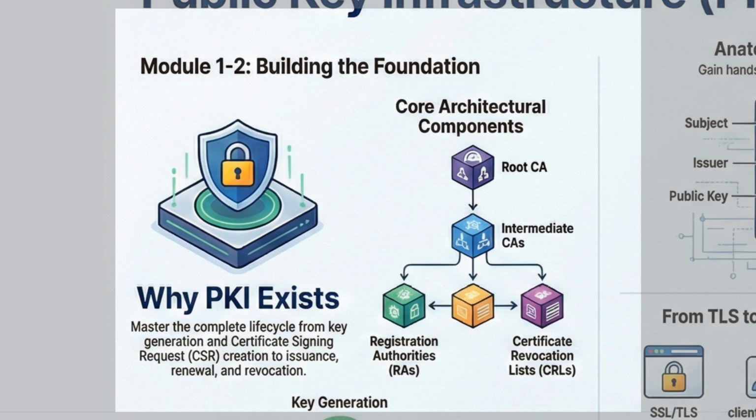Public key infrastructure exists to manage digital identities and trust at scale. It governs how key pairs are generated, how certificate requests are submitted and approved, and how those certificates are issued, renewed, and revoked. This lifecycle underpins secure websites, VPNs, code signing, and many other security controls that depend on strong, verifiable identities.